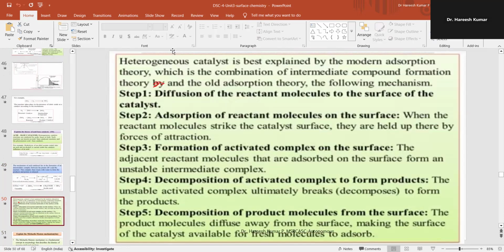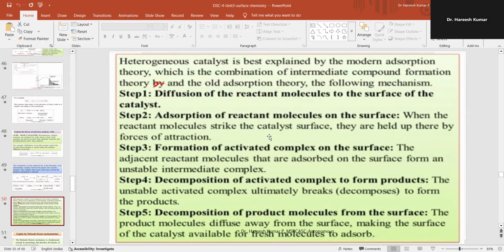Then I will take up heterogeneous catalysis. Heterogeneous catalysis is best explained by the modern adsorption theory, which is the combination of the intermediate compound formation theory and the old adsorption theory. The mechanism is as follows. The first step is the diffusion of the reactant molecules to the surface of the catalyst, and the second step is the adsorption of the reactant molecules on the surface.